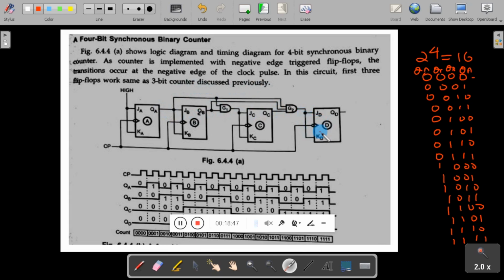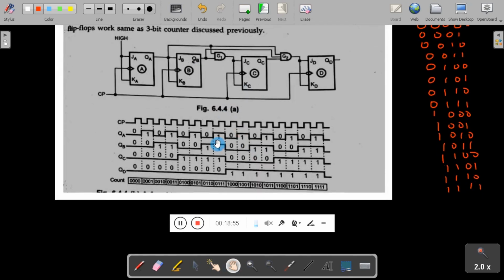And the waveform, whether synchronous or asynchronous, is the same. Let me explain the waveform once again. The output of A, or QA, changes during the negative clock cycle, and we know what the negative clock cycle is here. And this becomes the clock signal to B. So B will change during the negative cycle of A, C will change during the negative cycle of B, and D will change during the negative cycle of C.